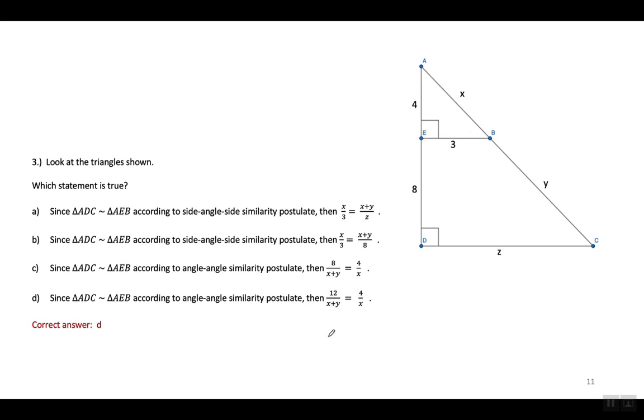So they're comparing, just to make sure you're with me, this leg of the big triangle to its hypotenuse equals this leg of the little triangle to its hypotenuse. All right, so this proportion is correct. That's why the answer is D.